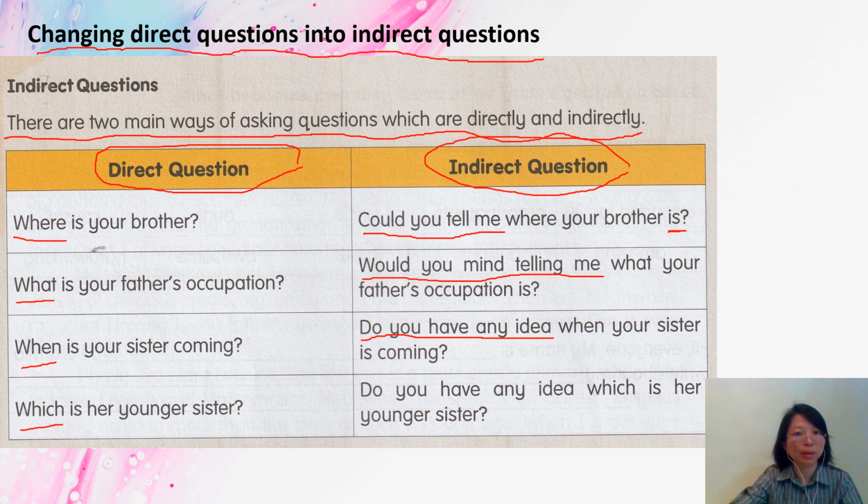And the last example here, you begin with "Do you have any idea" for this indirect question. Do you have any idea which is her younger sister? Now, if you compare it with the direct question here, the direct question asks, which is her younger sister? Okay, this is the direct question. Then when you change it to an indirect question, it will become, do you have any idea which is her younger sister?